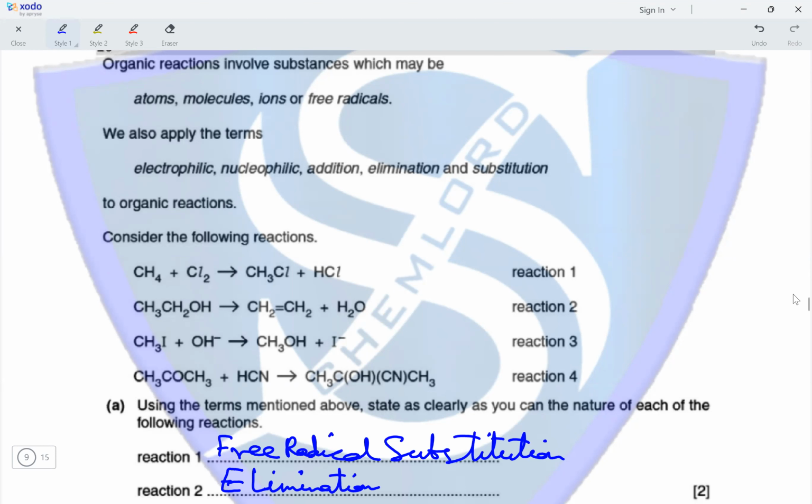reaction. Reaction 3 is CH3I reacting with OH negative ions, producing an alcohol and I negative. So this is nucleophilic substitution. And CH3COCH3, which is a ketone reacting with HCN to produce a cyanohydrin, is an example of a nucleophilic addition reaction. So these two are not ours, but we know what they are. The third reaction is nucleophilic substitution, and the fourth reaction is nucleophilic addition.